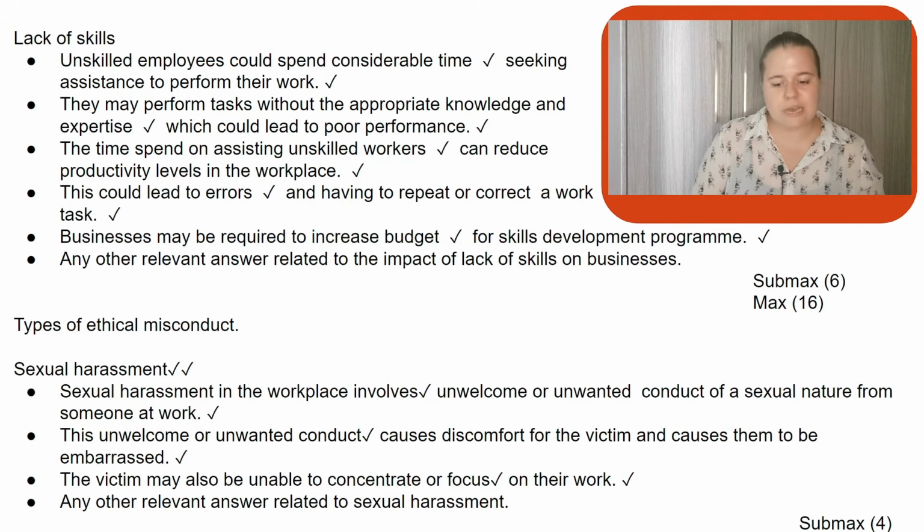So the first type of ethical misconduct, we're looking at sexual harassment. You're getting your 2 marks there. Then we need one more bullet. Sub-max is 4.